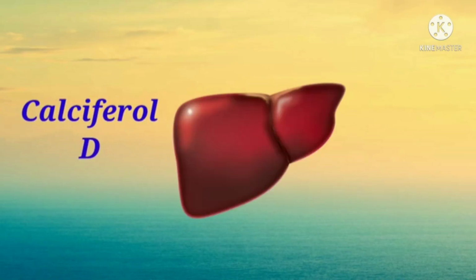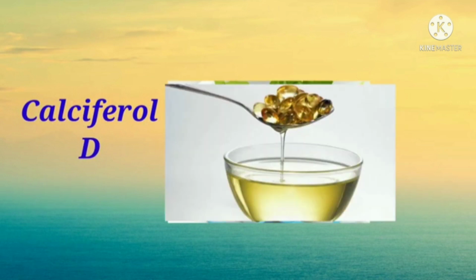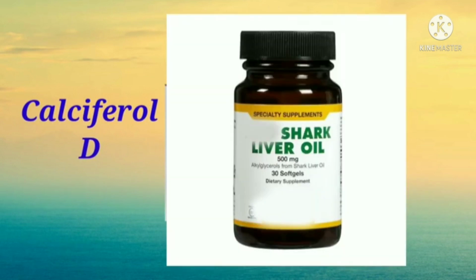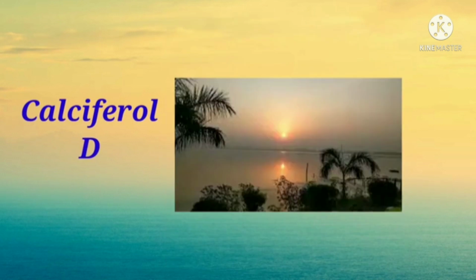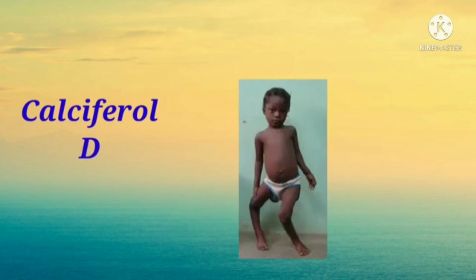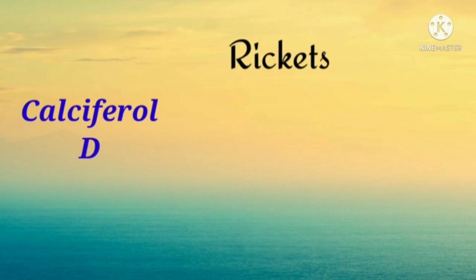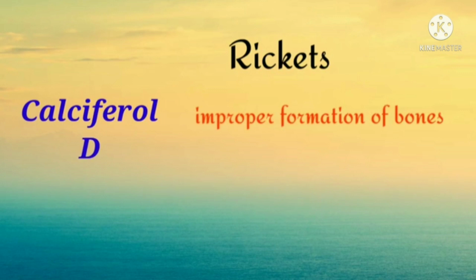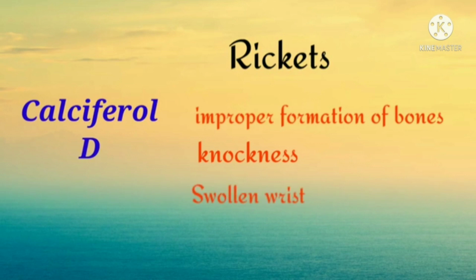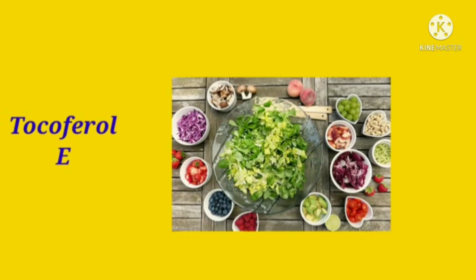Calciferol. This vitamin D is found in liver, egg, cod liver oil, shark liver oil, and morning sunrise. The absence of vitamin D causes rickets disease. The symptoms of rickets are improper formation of bones, knock knees, swollen wrist, delayed dentition, and weak bones.